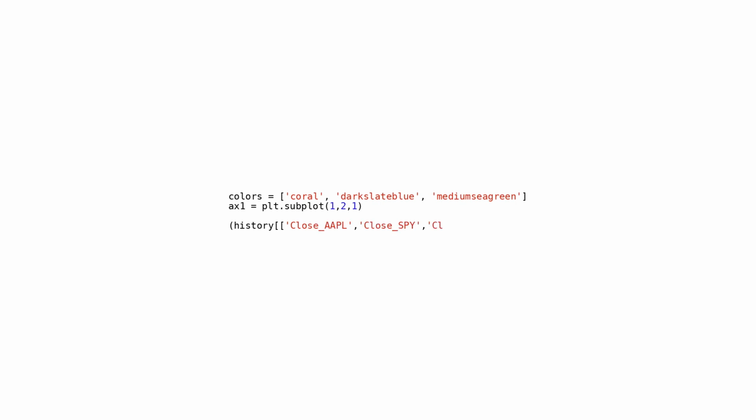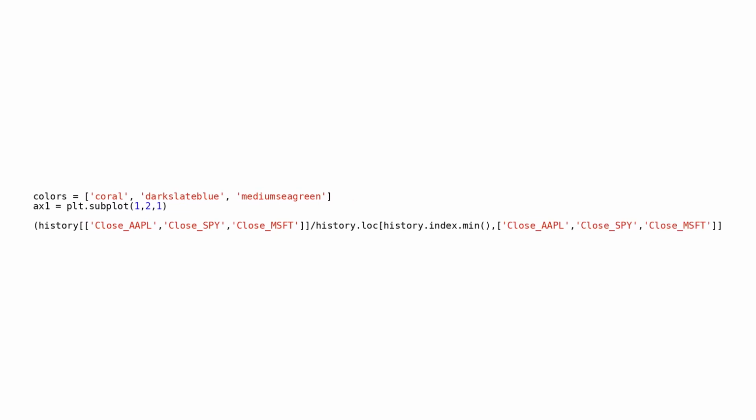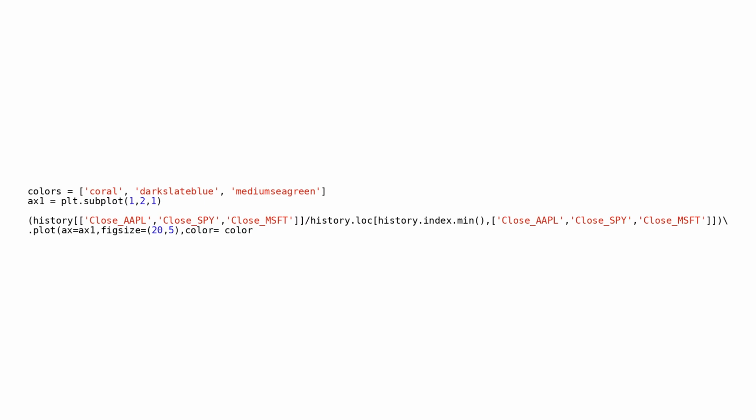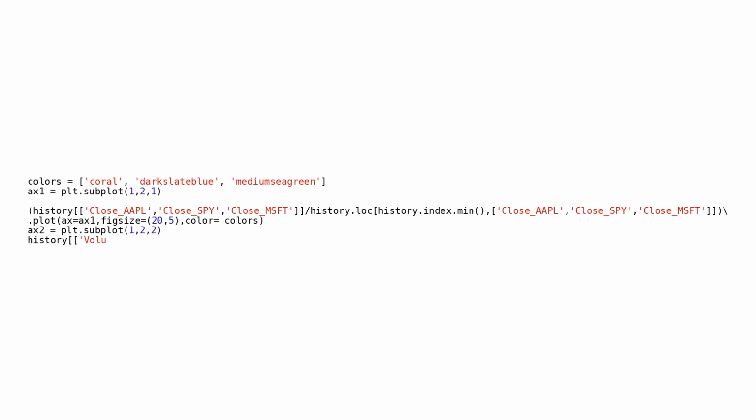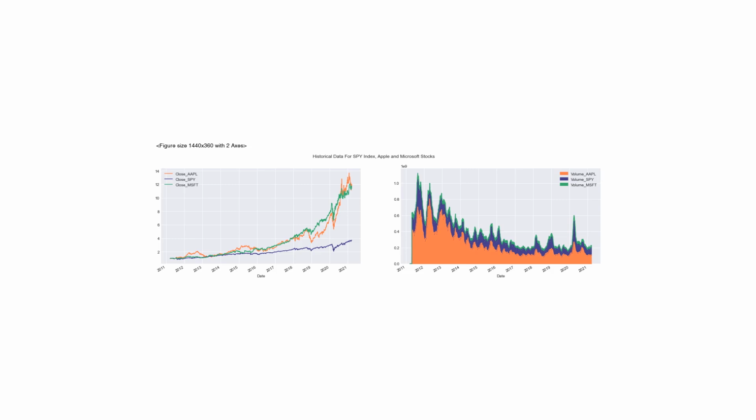This code generates a figure with two adjacent subplots. The first subplot contains line plots, showing the normalized historical closing prices of Apple, AAPL, S&P 500, and Microsoft, MSFT stocks. The colors of the lines in the plot are defined using a custom color palette. In the second subplot, it shows the 30-day average volume data for 3 stocks using area plots with a custom color palette. Finally, a title is included in the figure to describe the data being shown.